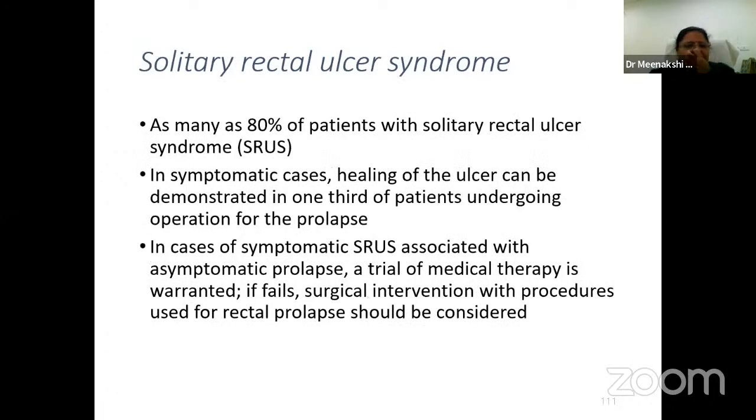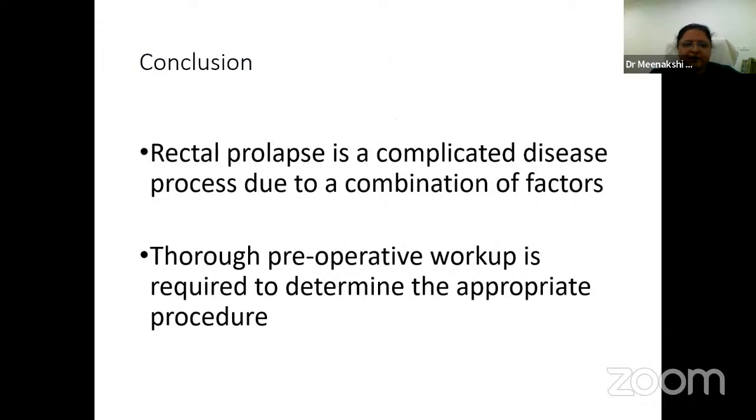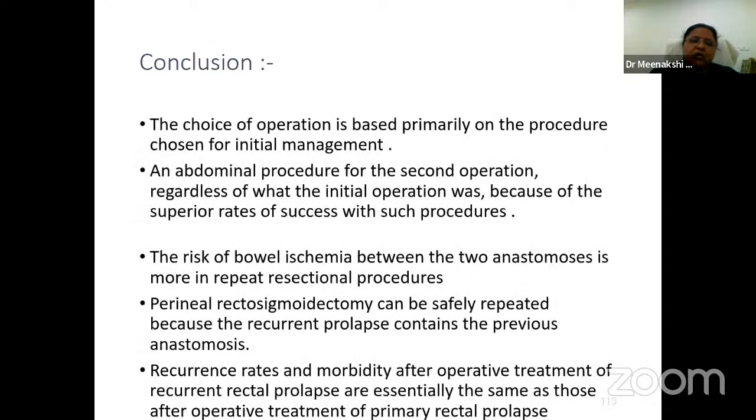Then the solitary rectal ulcer syndrome, again we should not neglect this. Many times it is associated with rectal prolapse. So if we treat the prolapse, automatically that ulcer gets healed. The only thing is we have to rule out neoplasia. So to conclude, rectal prolapse is a complicated disease process due to a combination of the factors that we have already seen. So a thorough preoperative workup is very important to determine which procedure you are going to opt for.